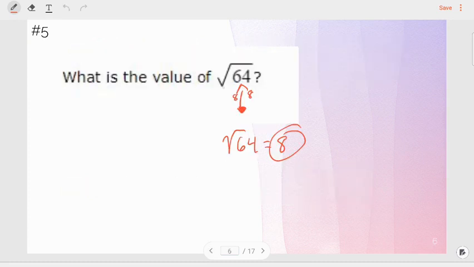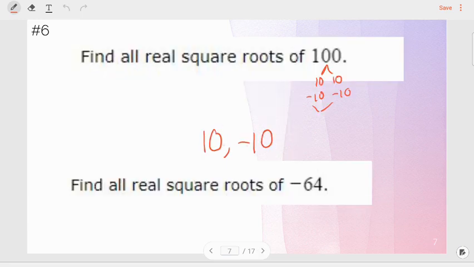Oftentimes I get the question of, why is the square root of 64 not also negative 8? Because when I have the square root sign, there's automatically an imaginary plus sign out front. So my answer simplifies to positive 8. On the other hand, if I ask this question, I'm saying, what are the different possibilities of numbers that multiply to 100? And I have two.